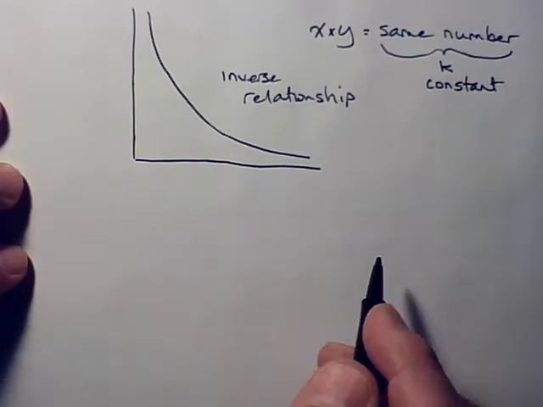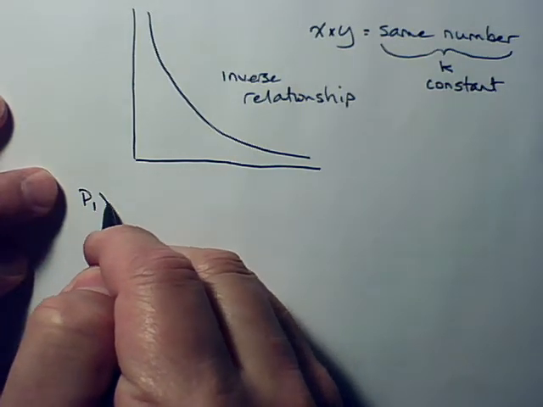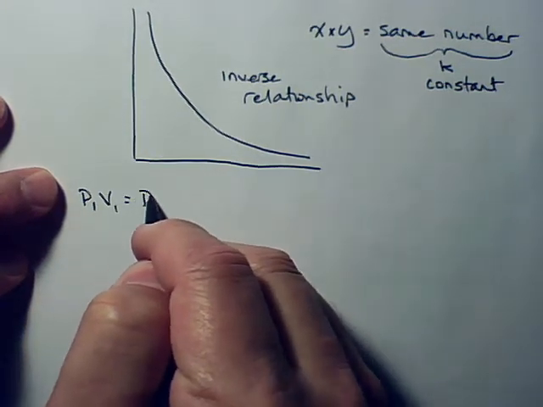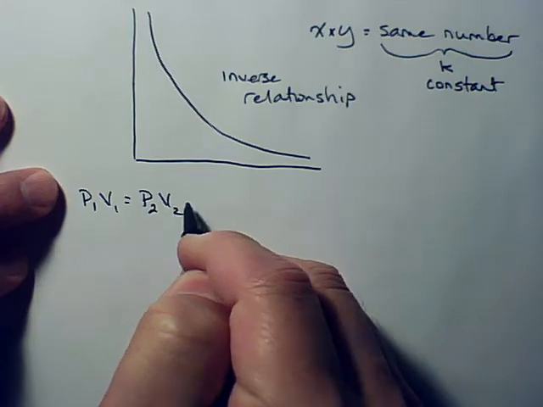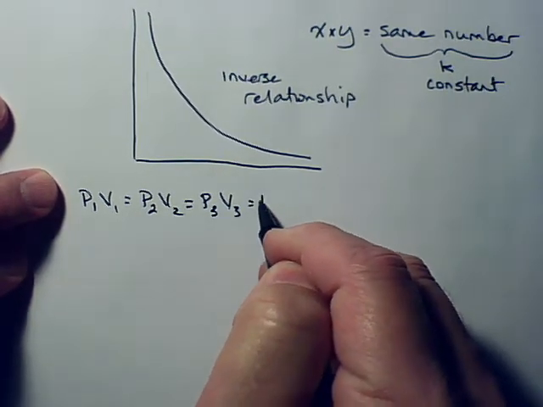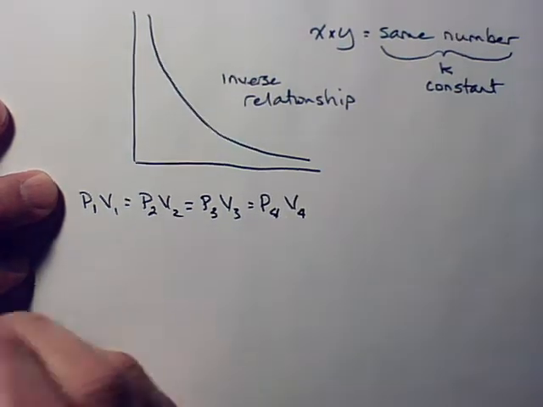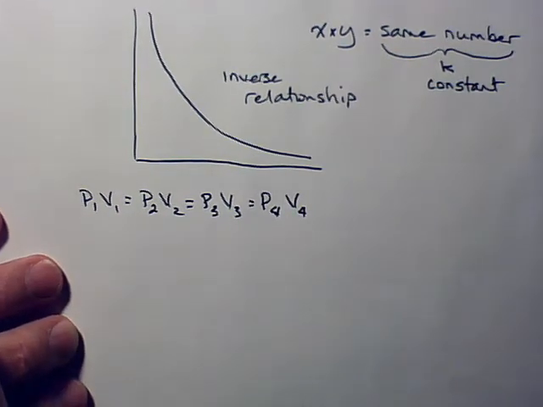All right? So what this means then is P1 times V1 is also going to equal P2 times V2, which is equal to P3 V3, and so forth. Okay? And that gives us a really simple mathematical relationship that allows us to solve some pretty simple problems.